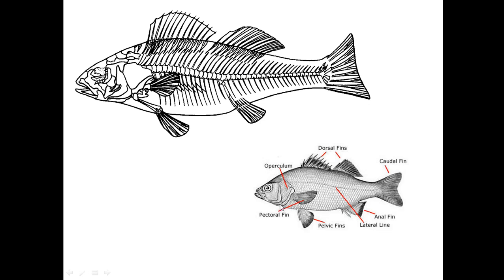And if you see the bony fish, these are the pectoral fins. See, this is the dorsal fin. There are the caudal fin, anal fin, and there is a lateral line, and there is an operculum which covers the gill here.